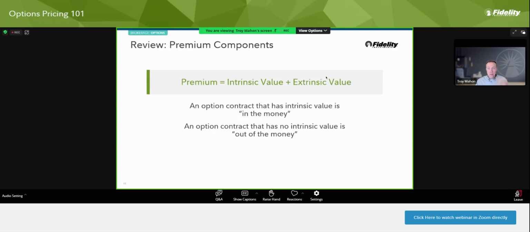Now, if we're looking at that same stock that trades at $100 per share, we'll call it XYZ stock, and we look at a 105 strike call, it has no intrinsic value because you're looking to potentially have the right to buy at an above market value. So all of its value is going to be extrinsic, meaning it's not built-in value. It's based on time value, implied volatility, et cetera. So let's dig into this a little bit deeper.